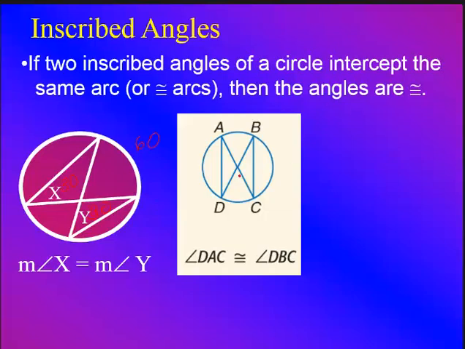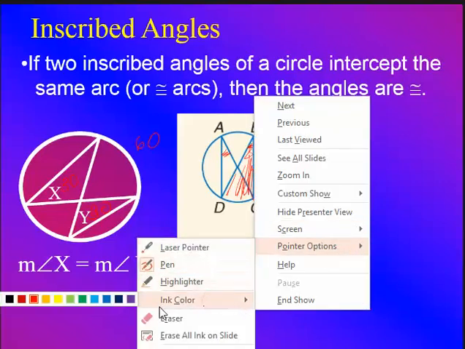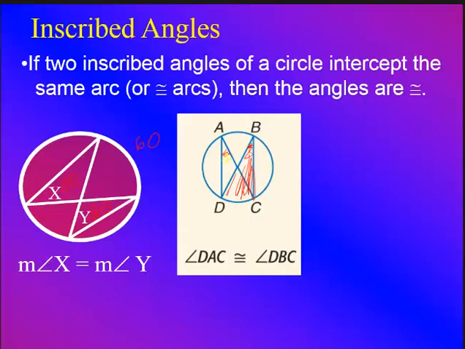Sometimes it gets kind of confusing to see, so try to visually isolate what you're being asked about. Angle DAC. DAC is this angle right here. Remember, A is in the middle. That's our vertex. And DBC. D to B to C, B being our vertex. So if you follow these angles out, and I follow this one out, if I do it in a different color, it might be easier to see. You see that they intercept the same arc, so they're going to have the same measure.